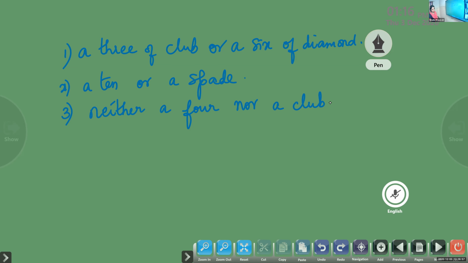A card is drawn at random from a deck of 52 cards. Find the probability that, first one, a 3 of club or a 6 of diamonds, or a 10 or a spade, neither a 4 nor a club. How to do this? Okay, so let's do the first one.